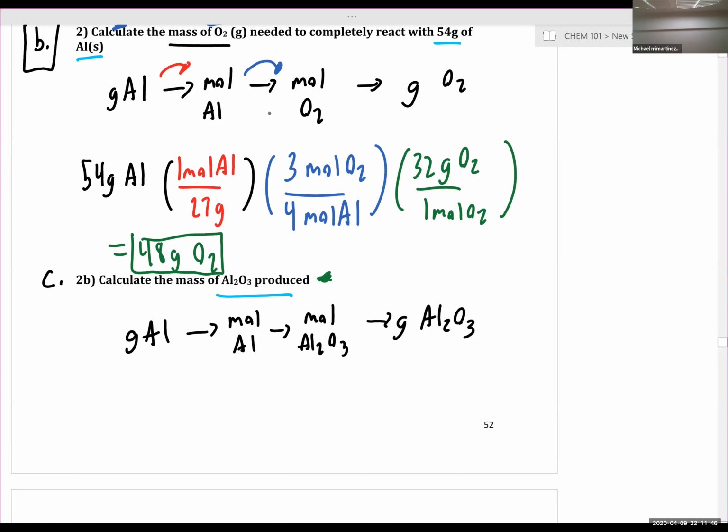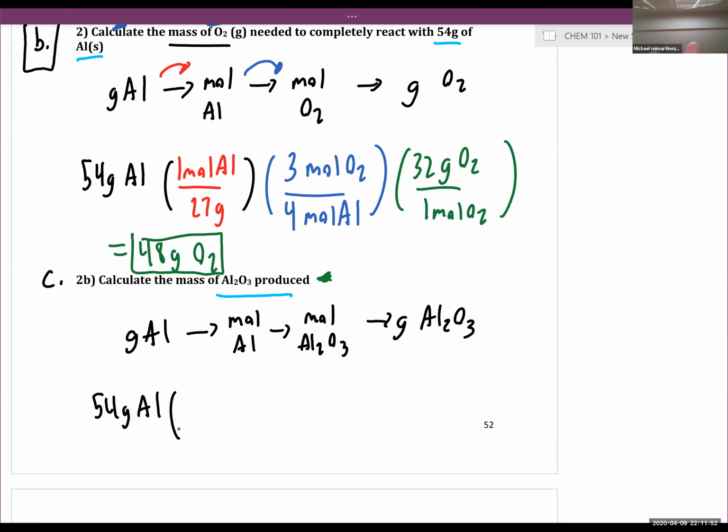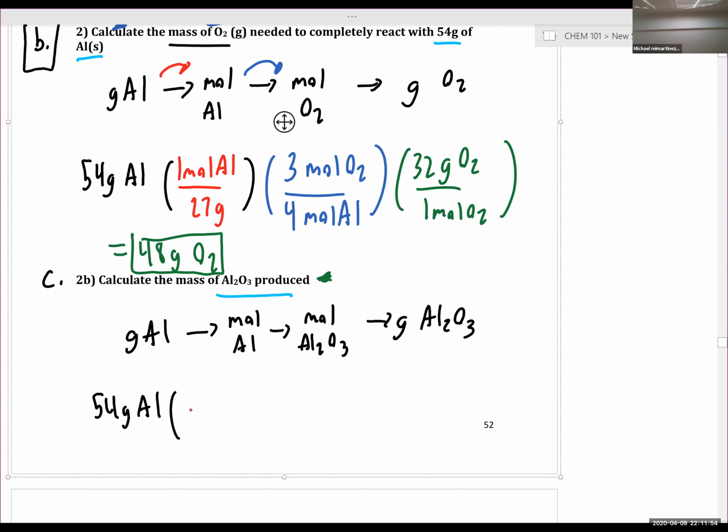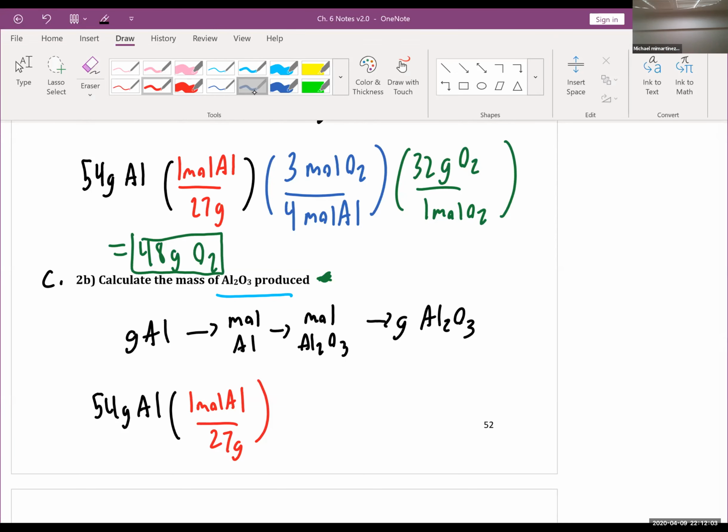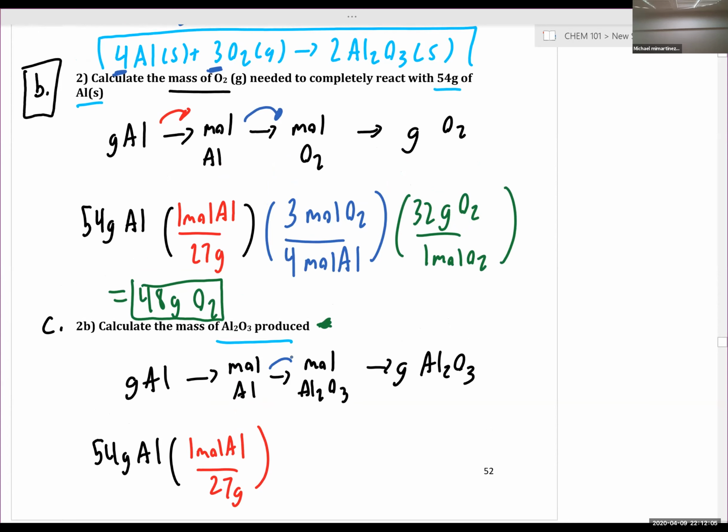Now that we have our solution map prepared, just like before, we're going to go from our 54 grams of aluminum and convert to moles of aluminum using our molar mass. So this part is exactly the same as before. Now for something a little bit new. If we're going from moles of aluminum to moles of aluminum oxide, my question to you is, how many moles of aluminum oxide are reacting in this case? How many moles of aluminum oxide are reacting?